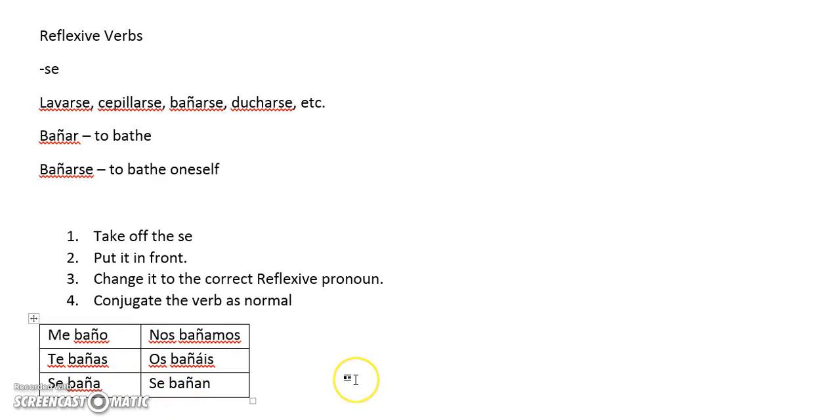These are very important to get these right. If not, you can say something very embarrassing. If you would mix these up, me bañas, that would be you bathe me. It's a very different thing than I bathe myself.